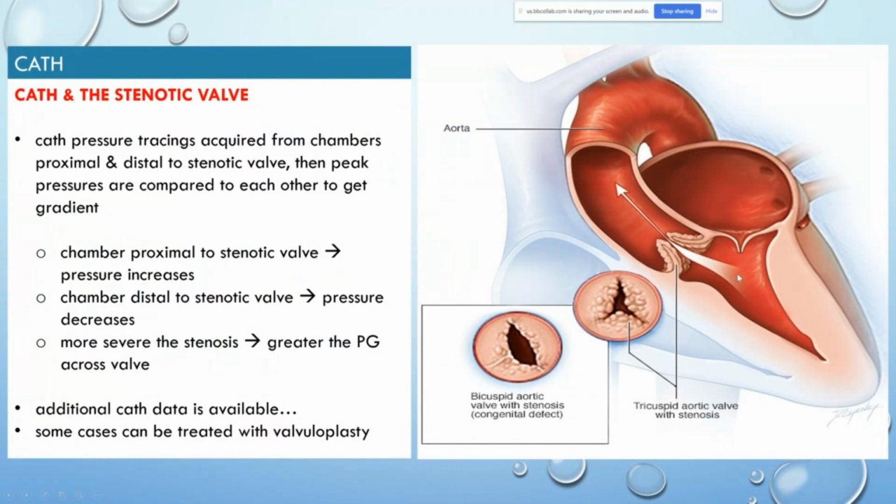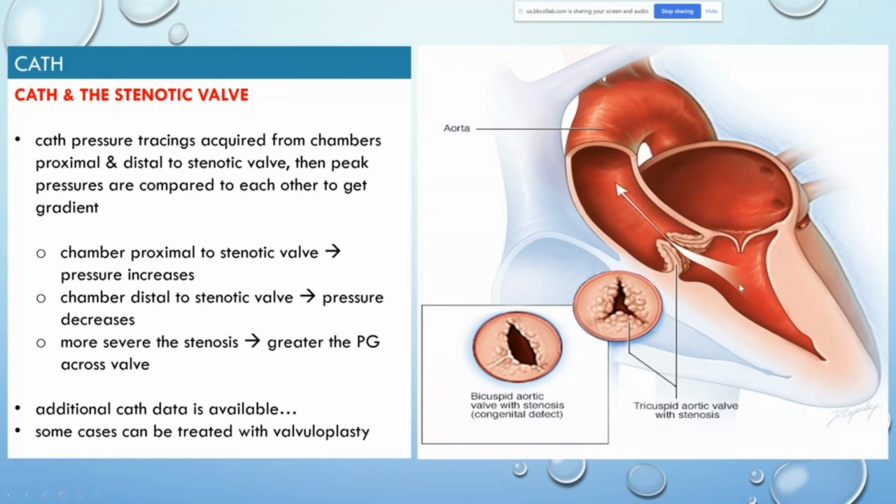Remember, the chamber before the valve is the proximal chamber, in this case the left ventricle, and the distal chamber to the aortic valve is the aorta. They're going to get the peak pressures, and then they're going to be compared to each other to get the gradient. So the gradient will be the pressure in here minus the pressure in here. Usually the chamber that is proximal to the stenosis is going to have high pressure, and the chamber that is distal to the stenosis, the pressure is going to be low.